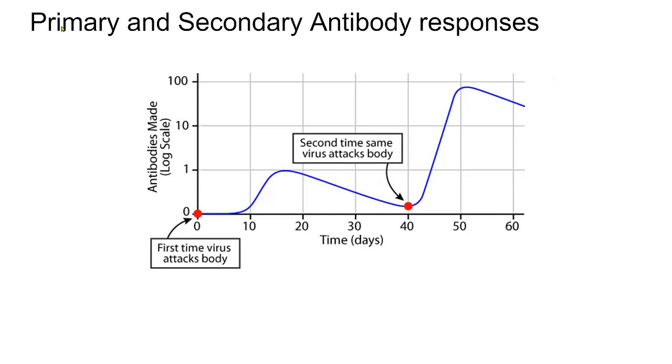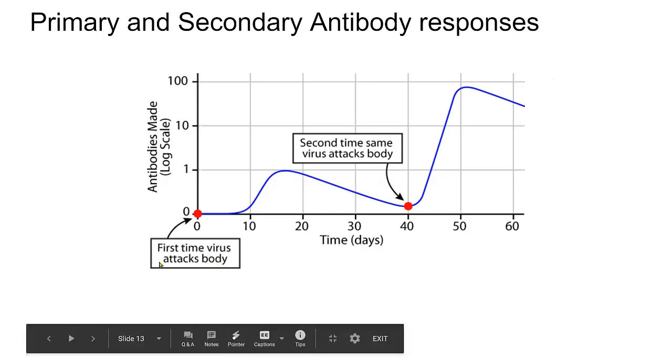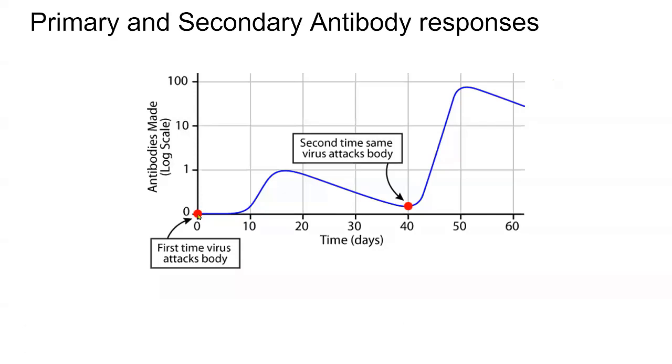The title of the slide is Primary and Secondary Antibody Responses. The first time the virus attacks your body, your immune system doesn't know: what is this thing? Where did it come from? What should I do? So there is essentially a lag before your body starts making antibodies. In this case, it starts making antibodies after about a week. This is the time you're getting sick. You're saying, I don't feel so good.